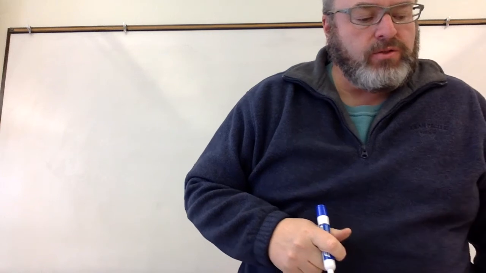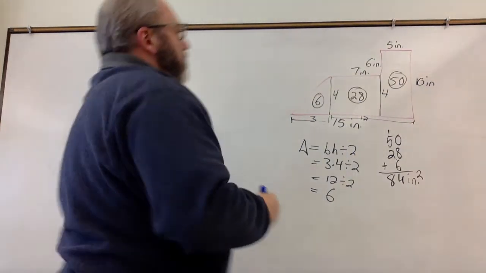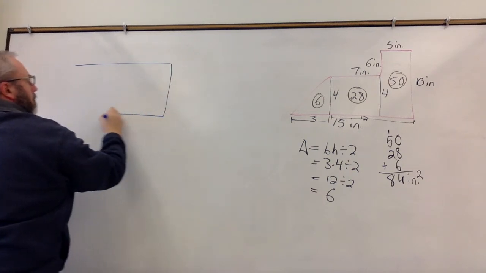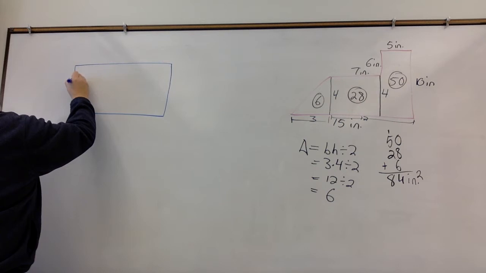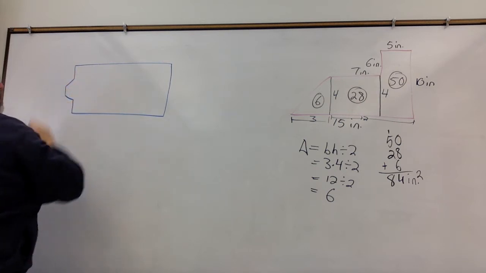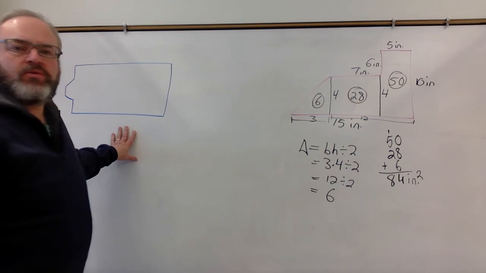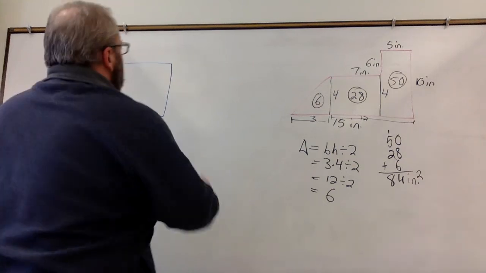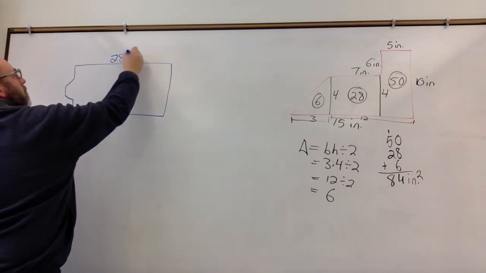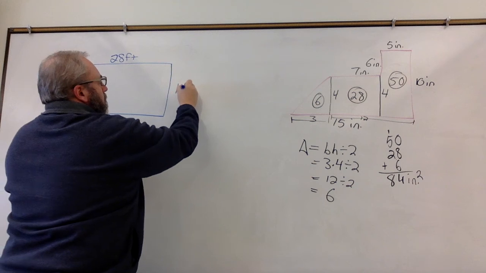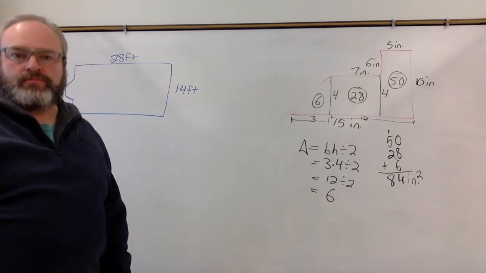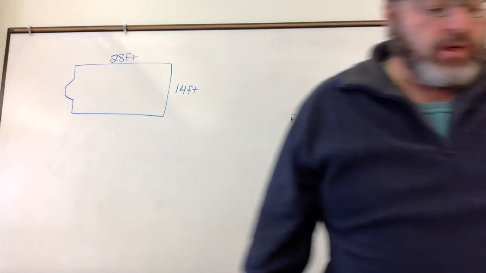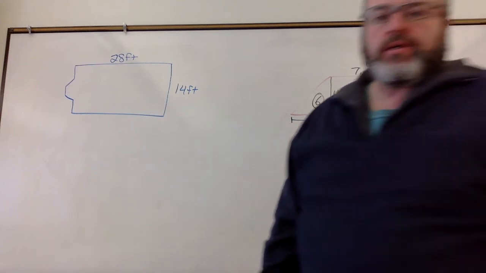Okay, let's do one that's a little more tricky. Let's say this was the shape of a swimming pool, okay? And let's say that our swimming pool was 28 feet by 14 feet. But it had this little section sticking out here that is a trapezoid.